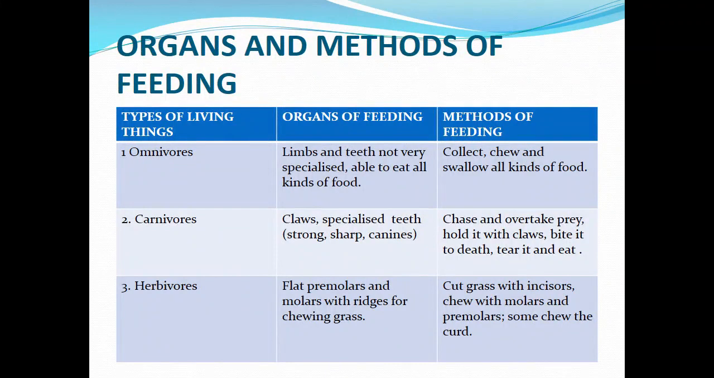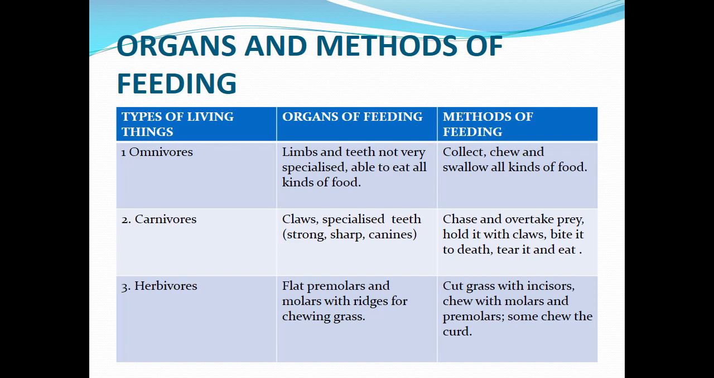Organs of feeding. Based on their mode of feeding, organisms have different organs that are used for feeding. The first category are the omnivores, animals that feed on plants and also flesh. Omnivores have limbs and teeth that are not very specialized, able to eat all kinds of food. And the methods of feeding: they collect, chew, and swallow all kinds of food.